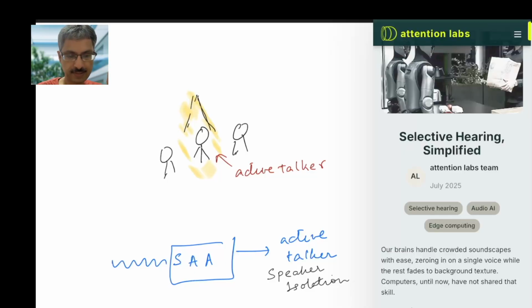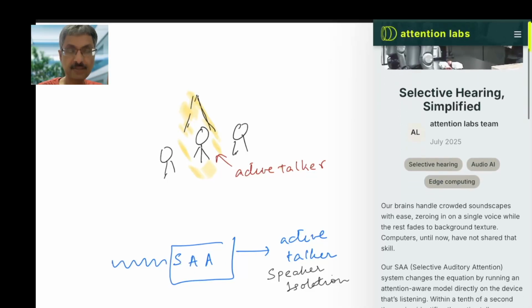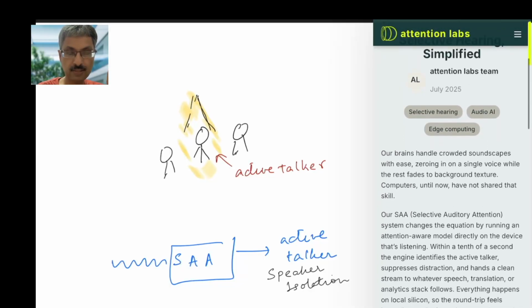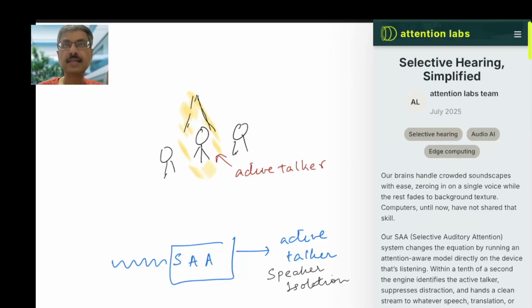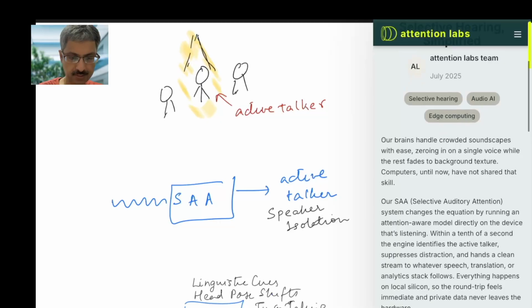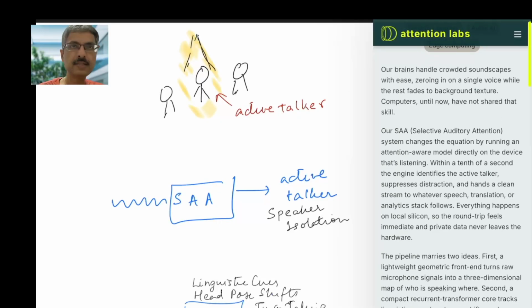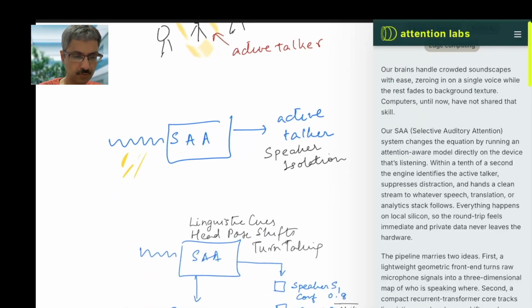Attention Labs created a very nice toolbox, a hardware-based system that actually does selective hearing. They bring this for the first time to automated agents. How it works is that they call it selective auditory attention. SAA takes as input the audio waveform coming from different places and outputs who the active talker is. So it isolates the speaker who's active.